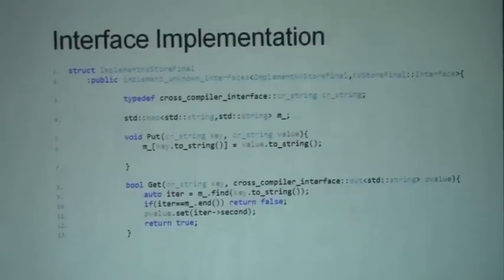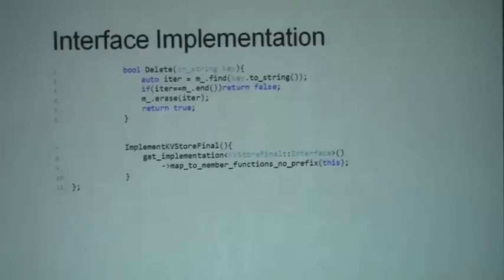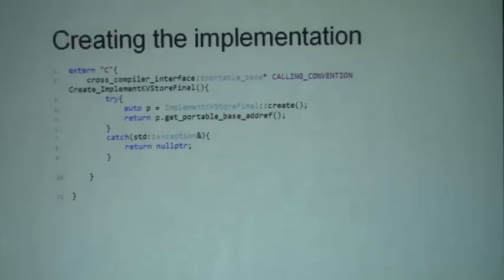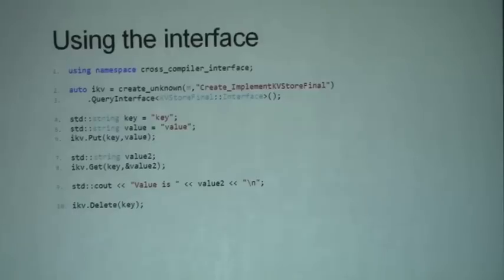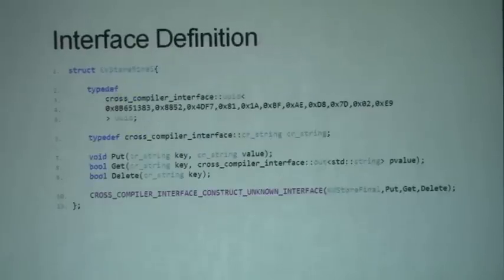And implementation, how do you implement? Remember, I said our implementation looked like JavaScript? Okay, here, we got member functions. Member functions. How do we map them all? Map to member function, no prefix. Sometimes macros can be good. So this is how we create it. This is how we use it. So how does this macro work?